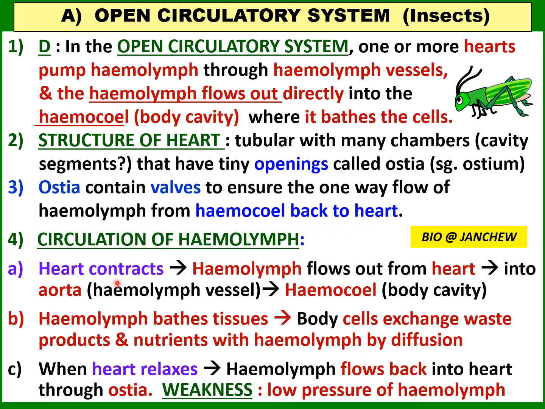Circulation of the haemolymph. When the heart contracts, the haemolymph flows out from the heart into the aorta or haemolymph vessel, and then the haemolymph flows into the hemocoel or body cavity. The haemolymph bathes the tissues or cells, and then the body cells exchange waste products and nutrients with the haemolymph by diffusion. Nutrients will diffuse from the haemolymph into the cells, and waste products will diffuse out from the cells into the haemolymph. Then when the heart relaxes, the haemolymph flows back into the heart through the ostia. Okay, so remember for the cavity segments, write down both terms, chambers (bracket) cavity segments.